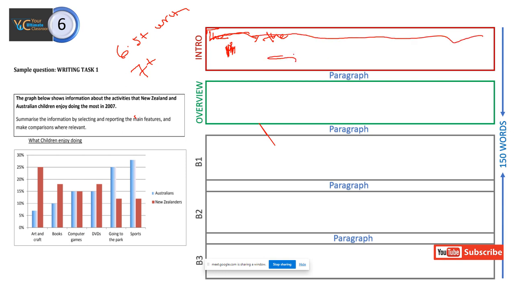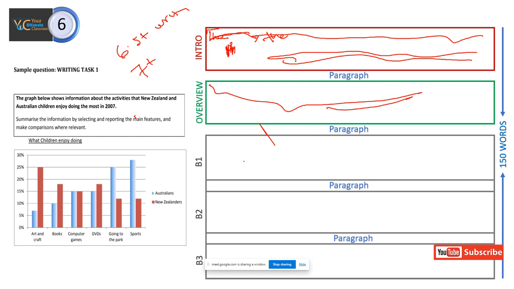You write your introduction throughout, and when you are done, you leave a line as a paragraph. So you go to the next line and start your overview. After your overview, you leave another line as a paragraph. You go to body paragraph 1. After body paragraph 1, you leave a line and go to body paragraph 2. And if you want to write body paragraph 3, you leave another line and write it. By the end of the day, you should have probably 4 to 5 paragraphs: introduction, overview, body paragraph 1, body paragraph 2, and body paragraph 3.